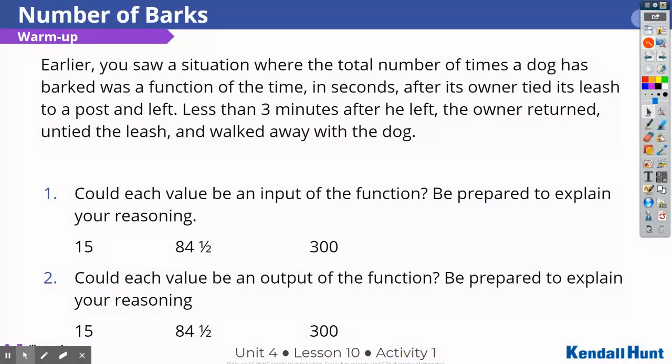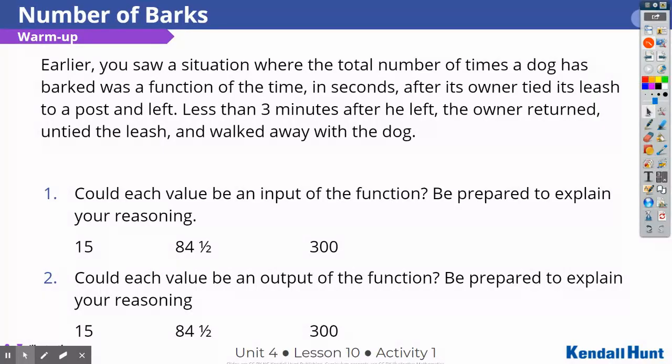So you have this problem and it's the same one we've looked at before. The total number of times a dog has barked is a function of the time in seconds since the owner tied its leash to a post and left. And less than 3 minutes after he left, the owner returned, untied the leash, and walked away with the dog. So could each of these values be a possible input of the function?